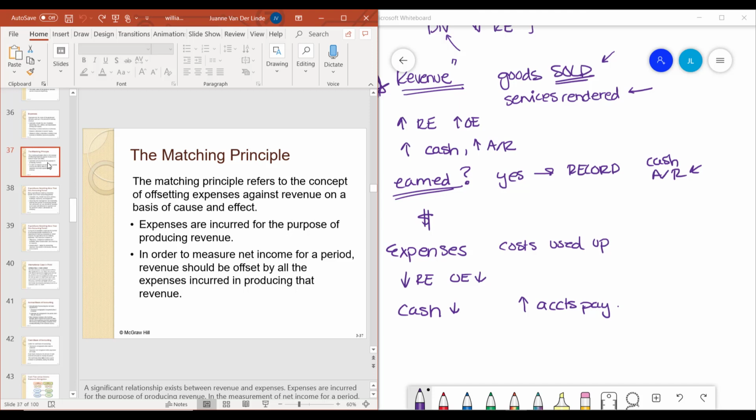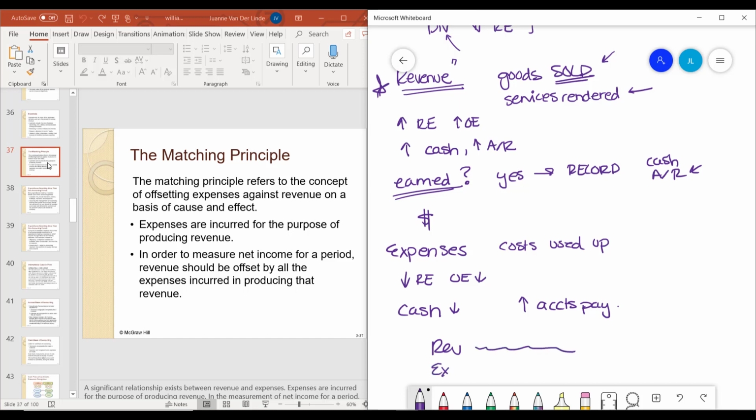Okay, so to measure net income for a period, if we say, hey, we earned this revenue for the period, then you have to show the expenses that were incurred to help make that revenue in that same period. Okay, so that's the matching principle.